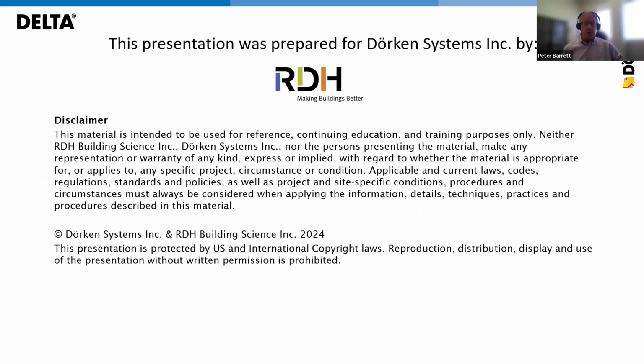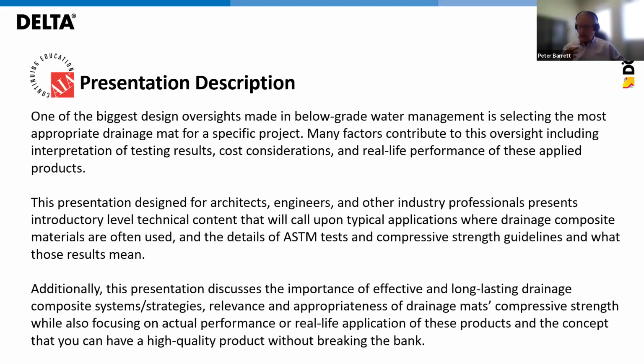We've had them put it together, and we've worked with them to try to deliver the best information we can on drain boards. So what will we be doing today? One of the biggest design oversights made in below grade water management is selecting the most appropriate drainage for a specific project. Many factors contribute to this oversight, including interpretation of test results, which we will cover, cost considerations, which we will cover, and real-life performance of these applied products, which we will also cover.